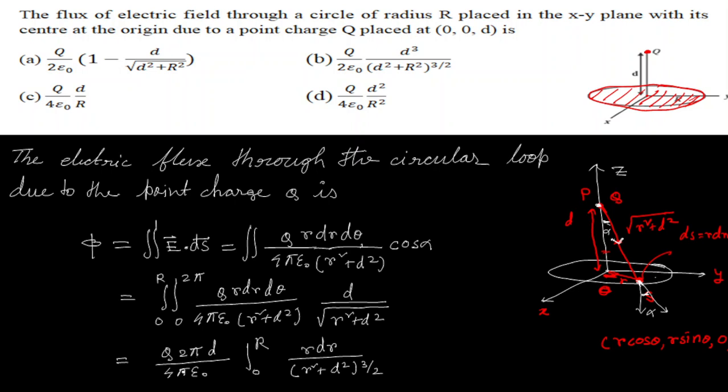So total flux phi. But before that, let me just simplify this term. 2 pi will cancel out from denominator and numerator. Then what we'll get? We'll get qd divided by 2 epsilon naught, and then we have to do this integration 0 to capital R dr, and then (r square plus d square) whole to the power 3 by 2. So you have to do the integration of this term.